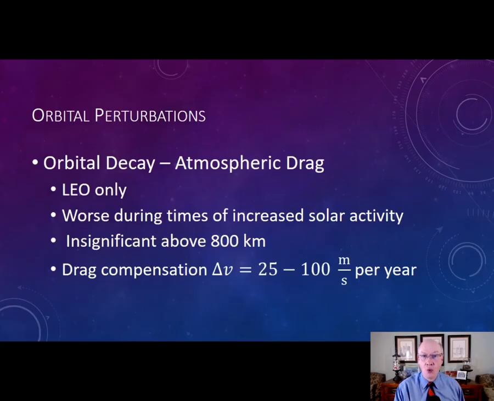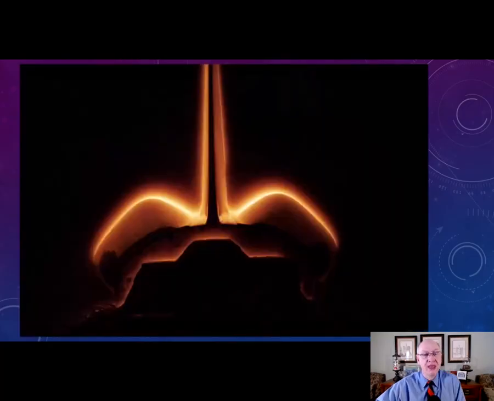And if you're in orbit around the Earth, in low Earth orbit, you have to boost yourself to compensate for this drag. And that drag compensation requires a change in velocity. Over the course of a year, a typical satellite might have to change its velocity by 25 to 100 meters per second to compensate for this atmospheric drag, this drag that's bringing it down. Okay, so that's a little bit about atmospheric drag. That's one of the things that causes orbits to change.